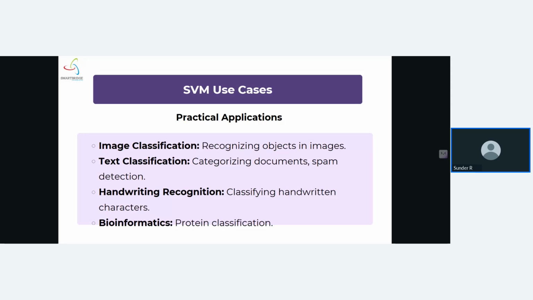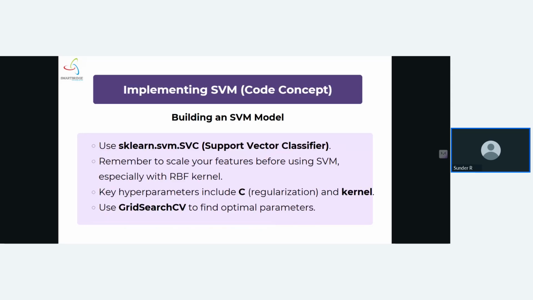Next comes text classification. Text classification also uses SVM, and so does handwriting recognition, classifying handwritten characters. So these are all the applications where we will be able to use support vector machines. Is it clear? Is it clear enough, guys?